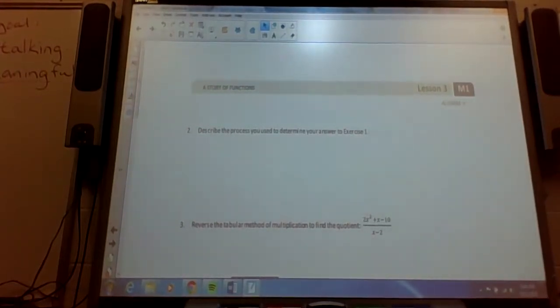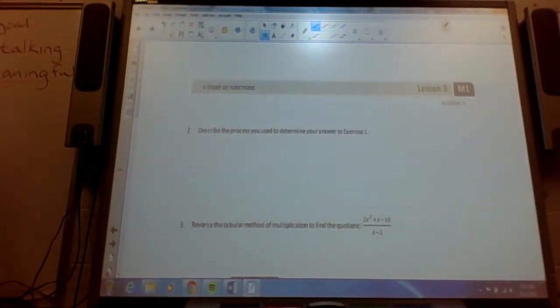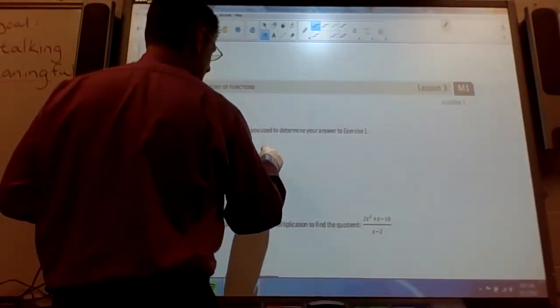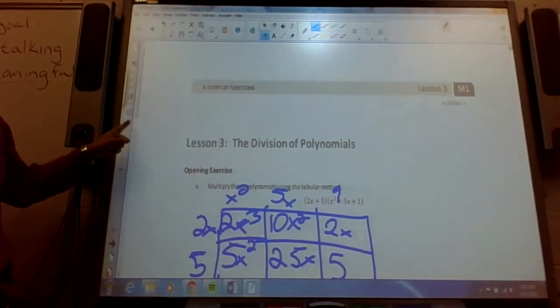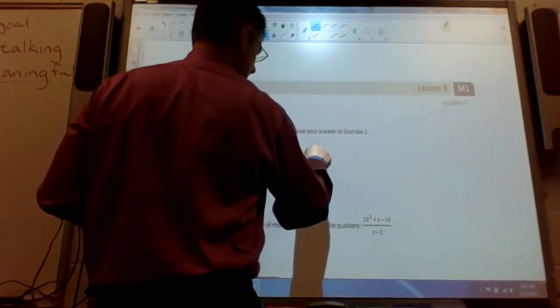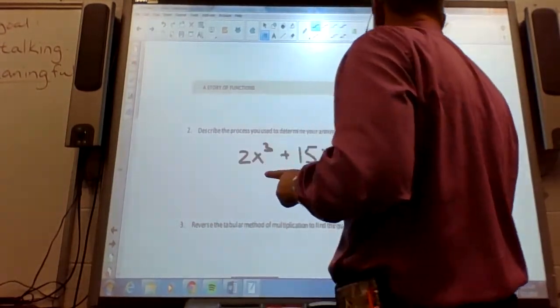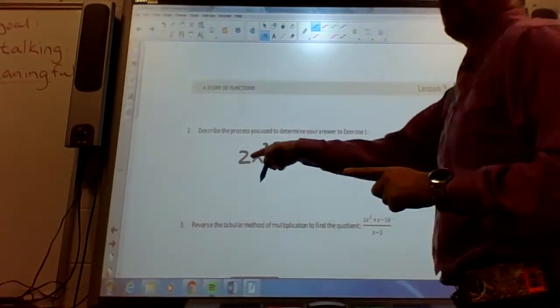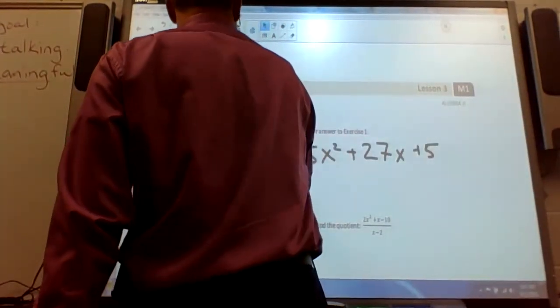All right. I want you to write this just like I write this, okay? 2x cubed. That was the first term, right? What was the second term? 15x squared. And the third term? 27x, and these are all pluses? Plus 5. Plus 5, okay. So that's one term, right?